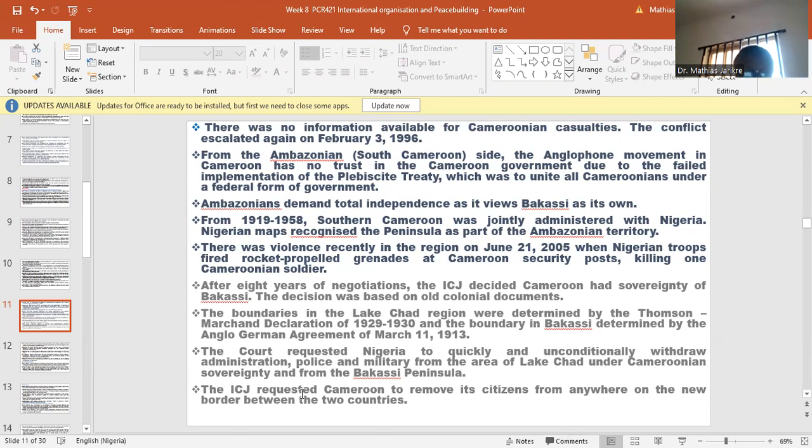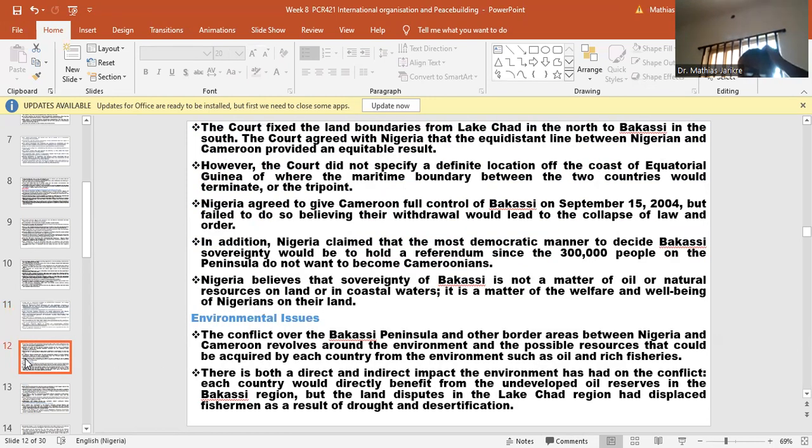The ICJ requested Cameroon to remove its citizens from anywhere on the new border between the two countries. The court fixed the land boundaries from Lake Chad in the north to Bakassi in the south. The court agreed with Nigeria that the equidistant line between Nigeria and Cameroon provided an equitable result.